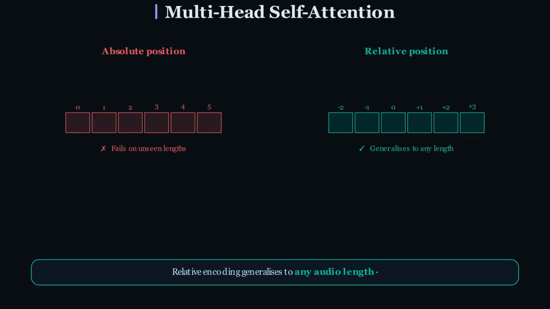Standard transformers use absolute positional encodings. They assign a fixed number to each frame position. This fails on audio lengths not seen during training. The conformer instead uses relative positional encodings. Each frame knows only its distance to other frames. This generalizes perfectly to variable length audio.